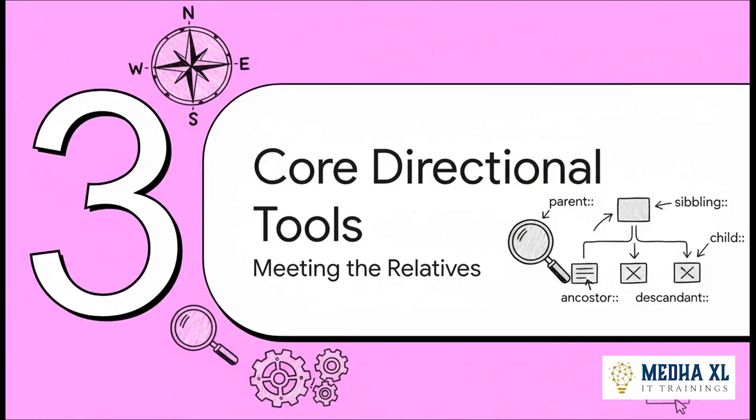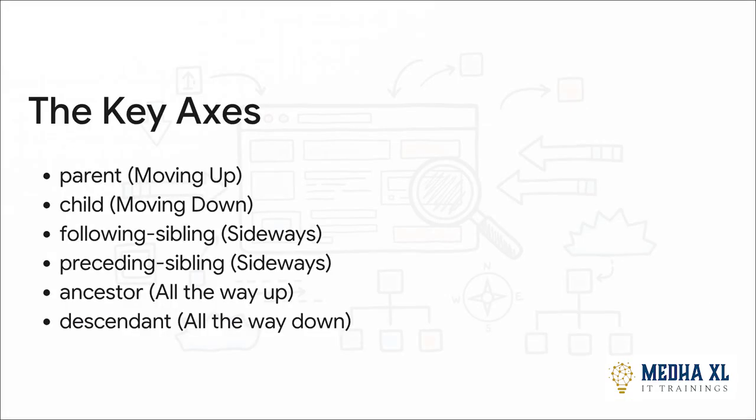Okay, now that we've got this family tree idea in our heads, let's actually meet some of the most important relatives. These are going to be your core directional tools, the ones that will let you navigate the DOM with some real precision and confidence. We're going to focus on these six key axes, and with these, you can move in pretty much every direction imaginable: up to a parent, down to a child, sideways to a sibling. You can even go all the way up to an ancestor or all the way down to a descendant. So let's start our journey by looking up.